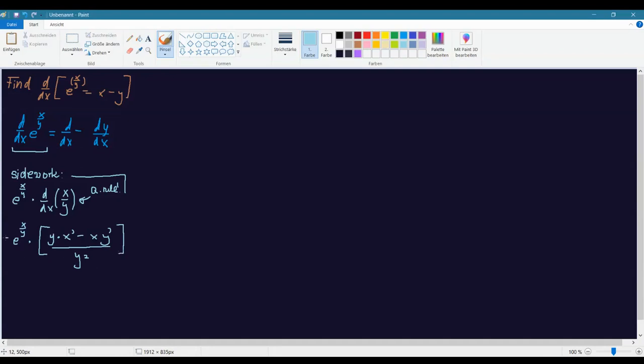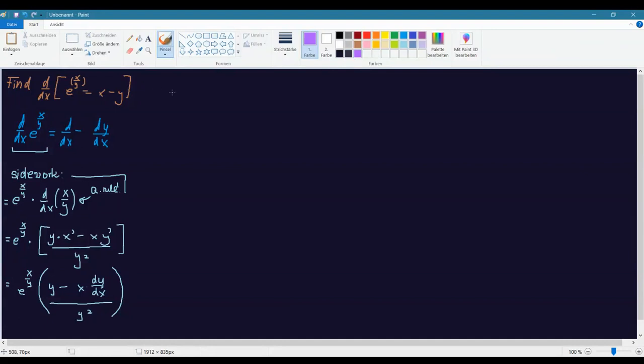Now that is going to equal, let's put our equal sign there, e to the x over y times y minus x times dy over dx. And this is where our second dy over dx is going to be, all over y squared. So that entire thing is our derivative of e to the x over y. Now, it's pretty clear that that's the side work. Okay, so let me just change colors so we don't get confused.